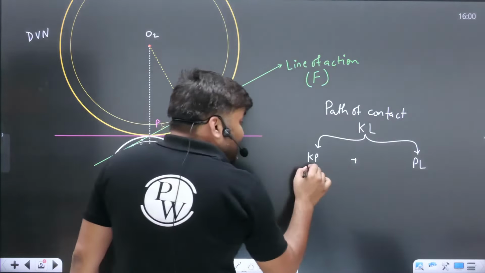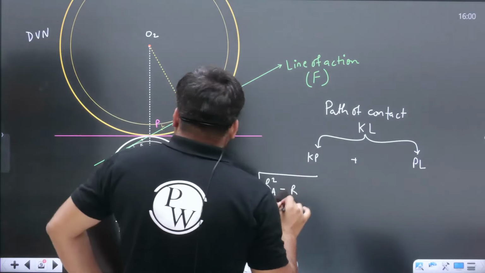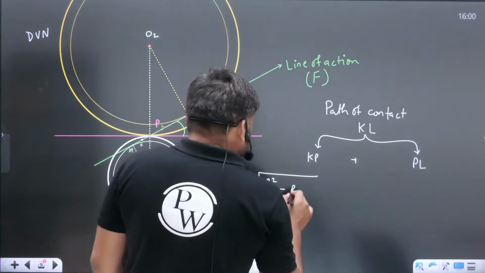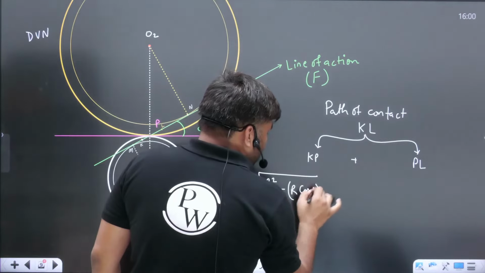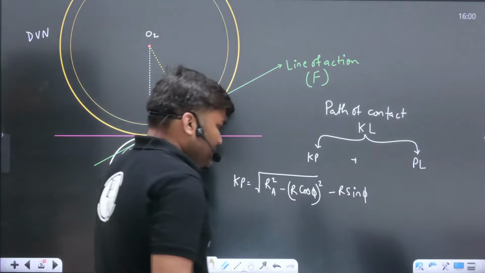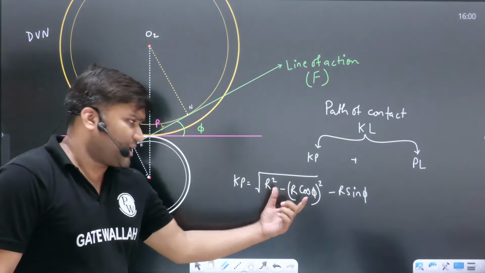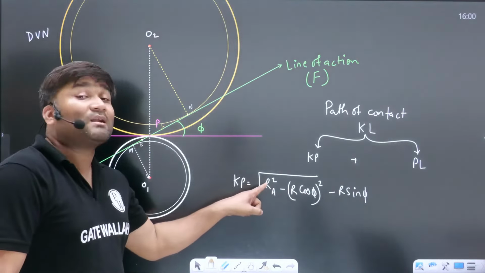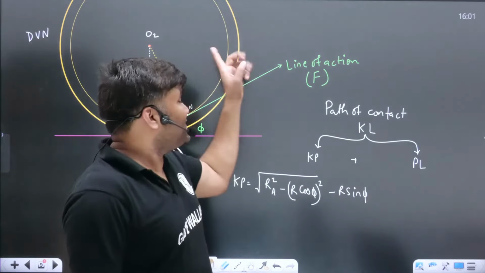And this KP has a formula. KP is equal to under root RA square minus R cos phi square, outside the under root minus R sin phi. है ना? This is the formula. You must remember this formula, beta. Capital RA is the radius of the addendum circle of the gear. Phi is the pressure angle. Capital R is the radius of the pitch circle of this gear.